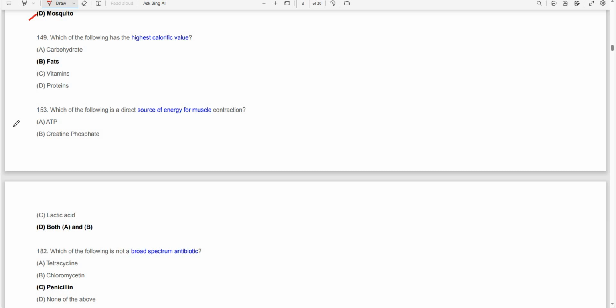Moving on to the next question, which of the following has the highest calorific value? Among the options given, fat has the highest calorific value.